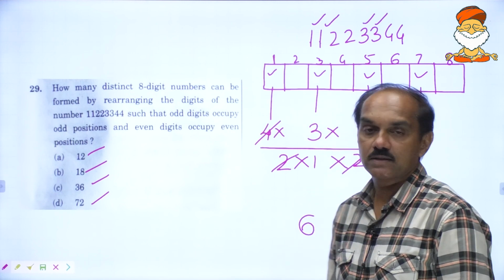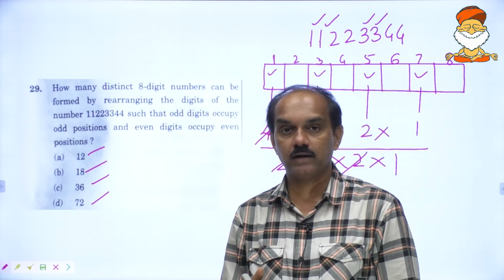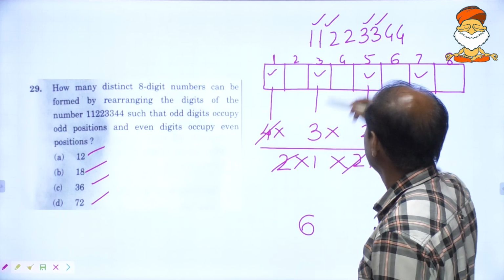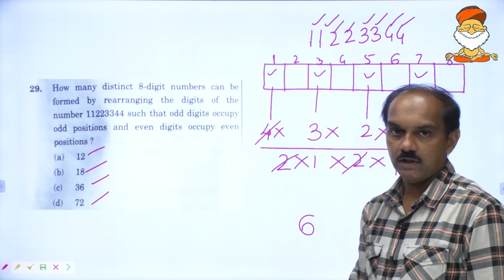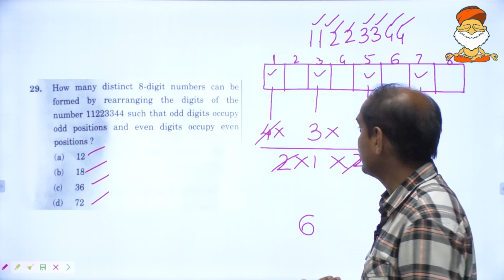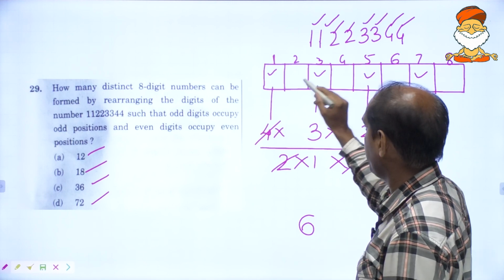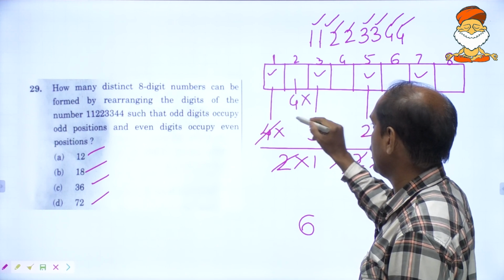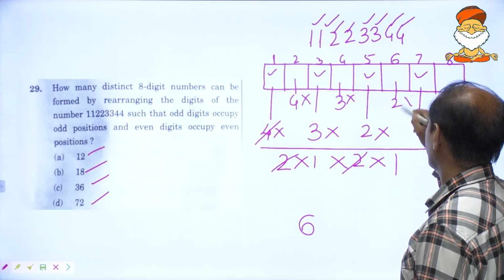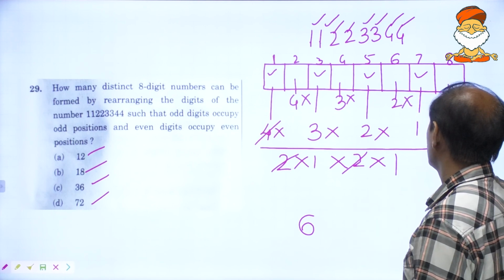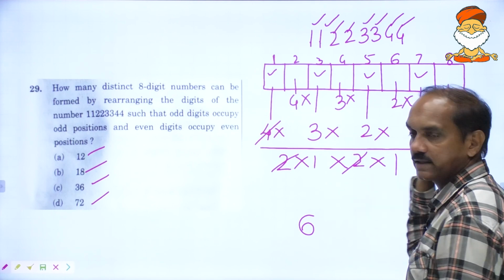Now, let us concentrate on even positions and even digits. Even digits are 2, 2, 4, 4. Again, we have got 4 even digits. And out of them, any of the 4 can come here, and after that, any of the 3, and after that, any of the 2, and after that, remaining 1 should come here. 4, 3, 2, 1, again the same thing.